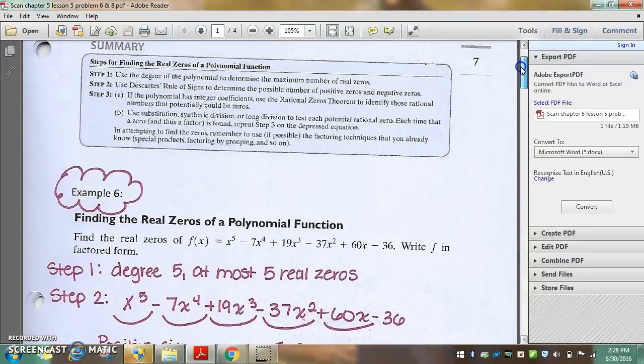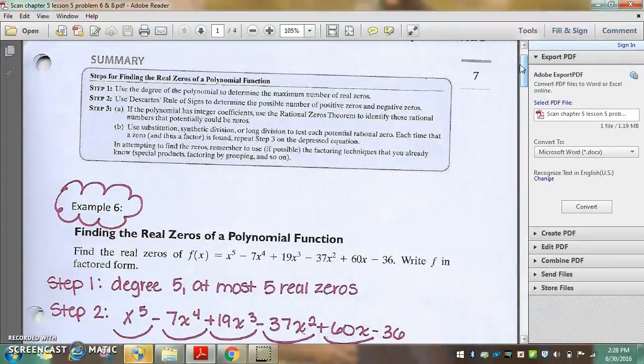Okay, so example 6 was an extension, if you remember, of example 5 of finding the real zeros of a polynomial function. So we have 3 steps. They're listed up here. And if you remember me saying, the difference between example 6 and example 5 is that we're going to use this step 3 multiple times.